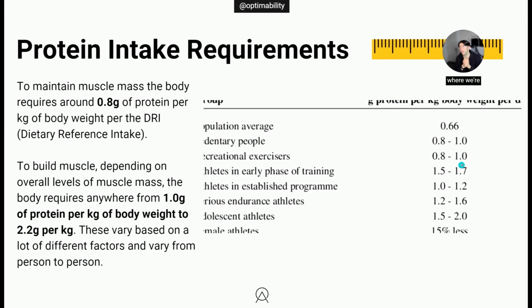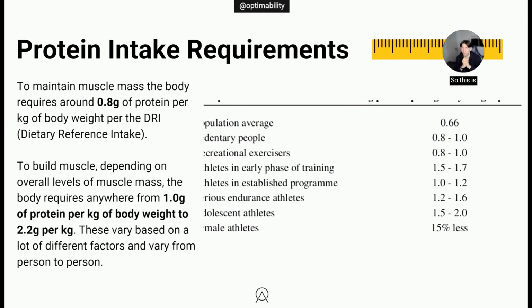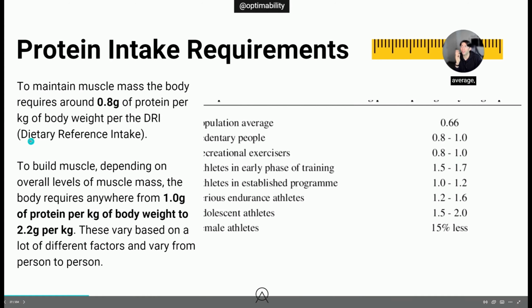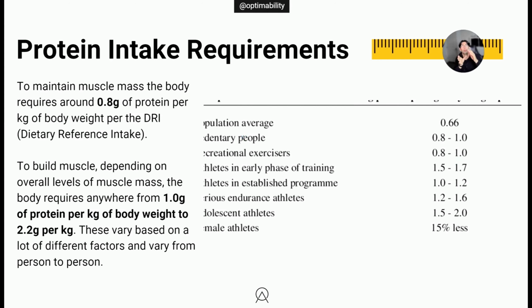Now, this is where we're going to dive deeper into protein requirements. This is a concept that we hear about all the time. So I need to eat 400 grams of protein a day. I need to eat 300 grams of protein a day. I'm trying to gain muscle mass. That's just not true. As per the DRI, on average, we require around 0.8 grams of protein per kilogram of body weight.